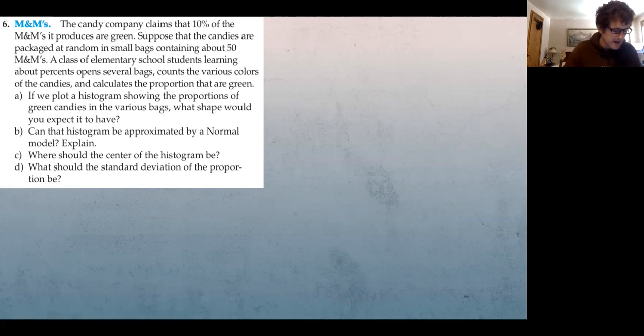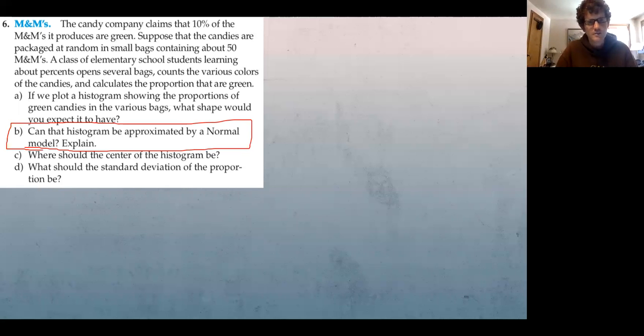We've got a candy company that claims that 10% of M&Ms it produces are green. Suppose that the candies are packaged at random in small bags containing about 50 M&Ms. A class of elementary school students learning about percents open several bags, count the various colors of the candies, and calculate the proportion that are green. I'm going to skip over to this one. So when we create a histogram of the proportions of green candies in all the various bags, can we model that with or approximate that with a normal model? Any thoughts on that question?